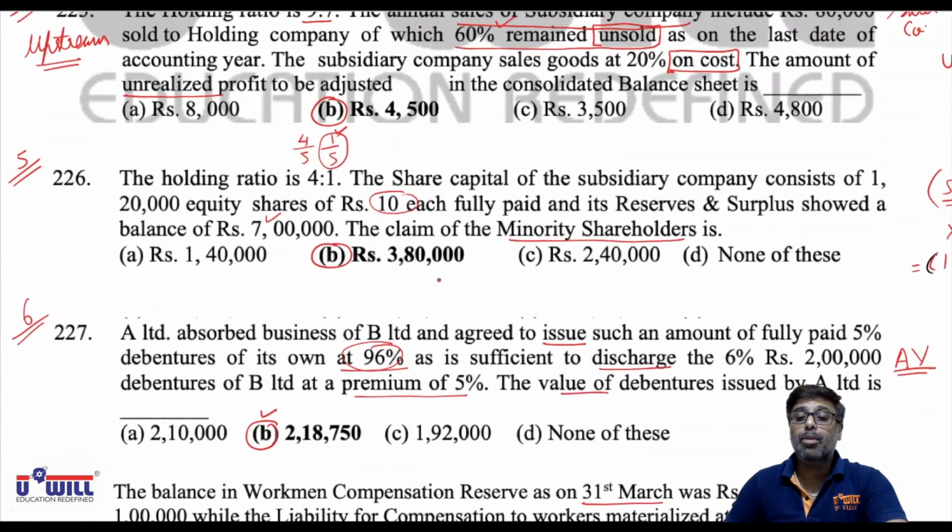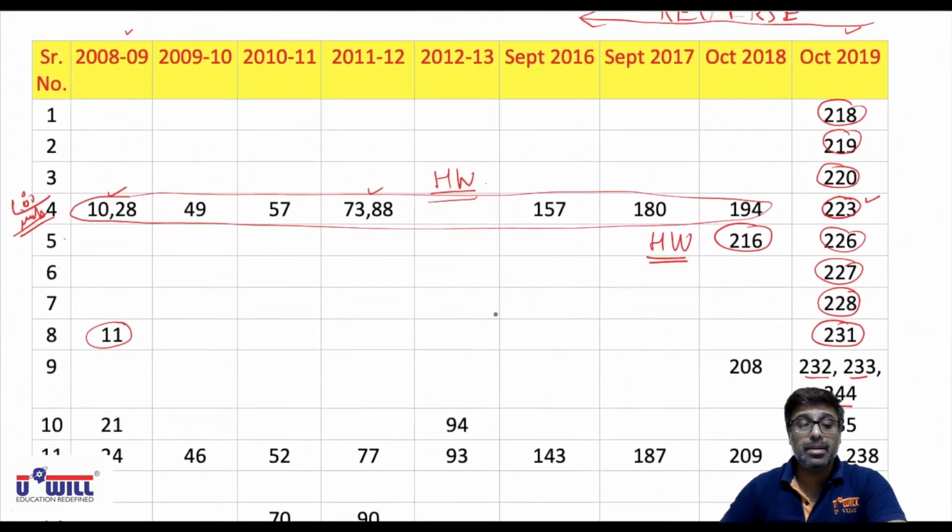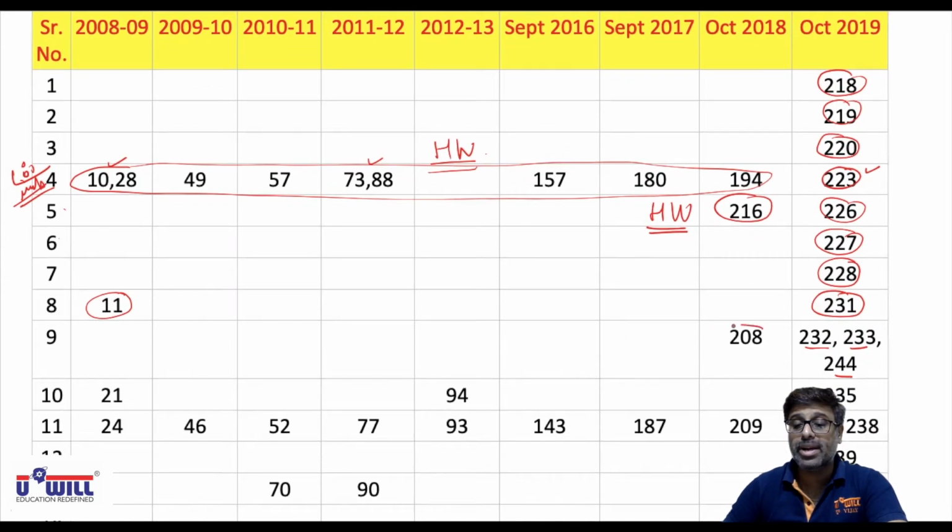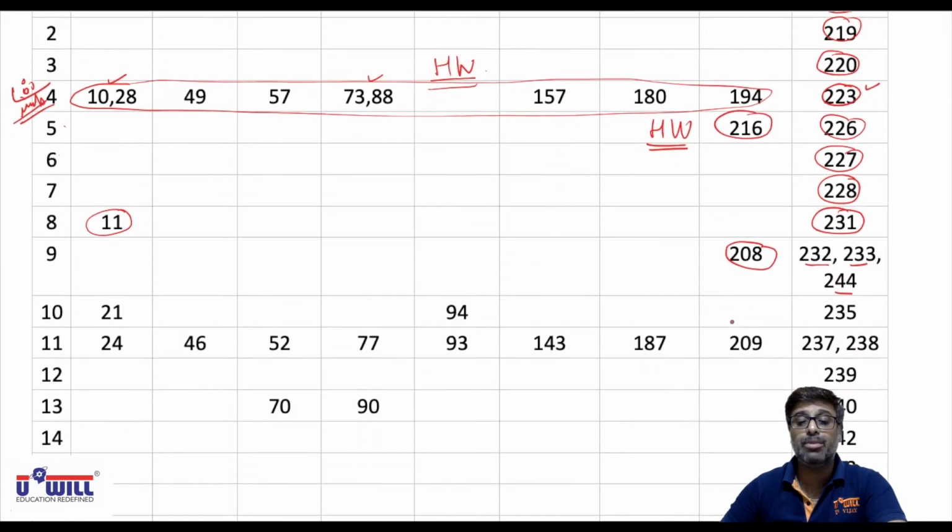4,20,000. Now based on this question number 9, all of you try question 208 of October 2018 exam on your own. Okay.